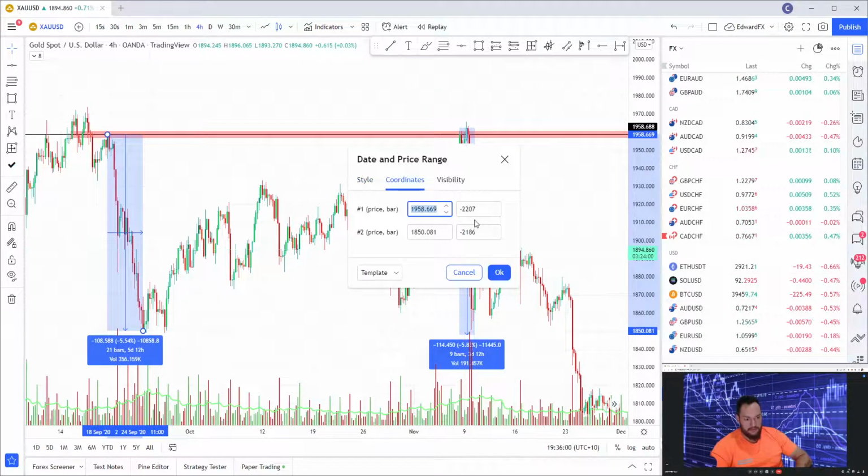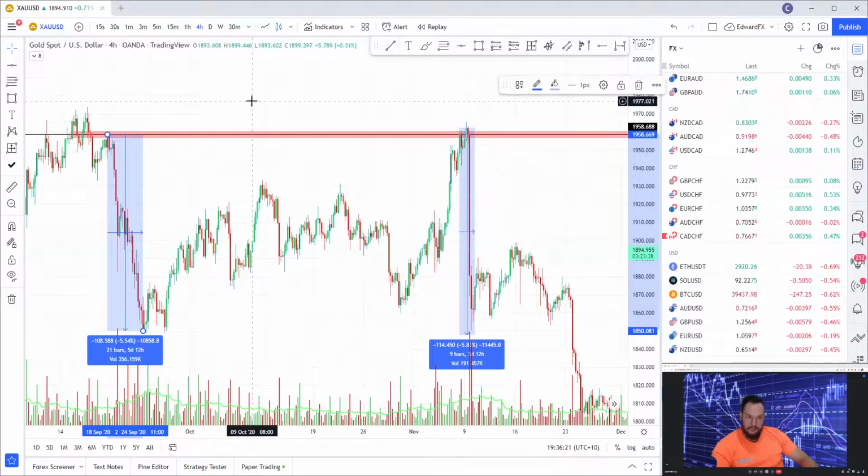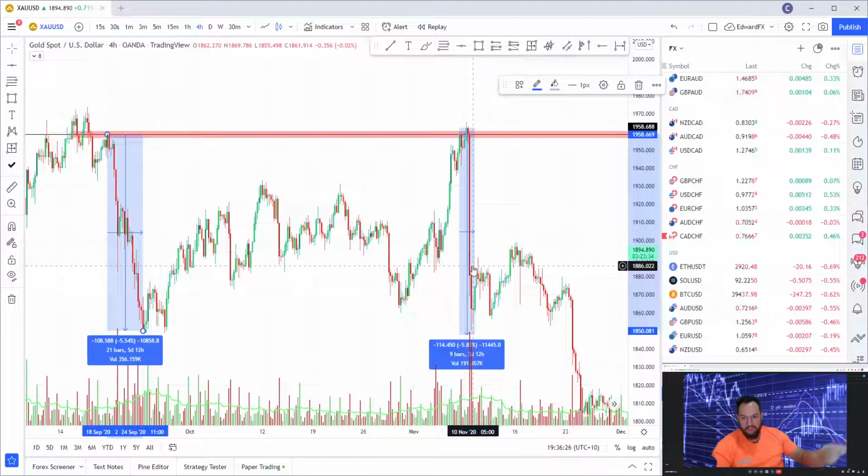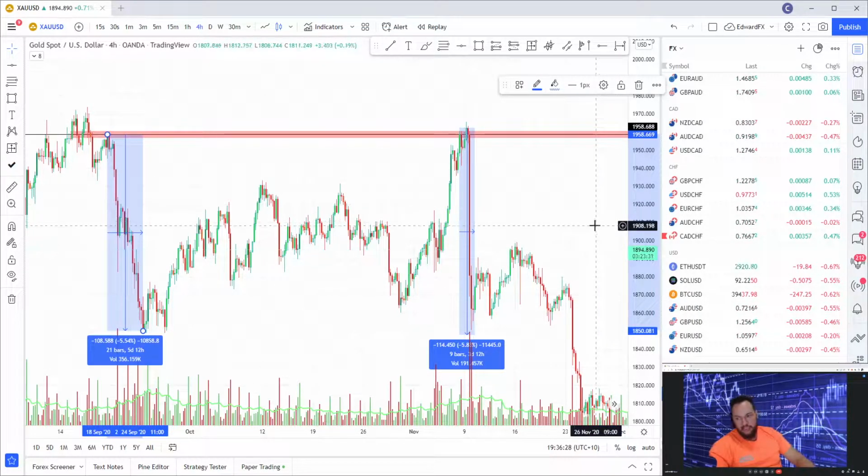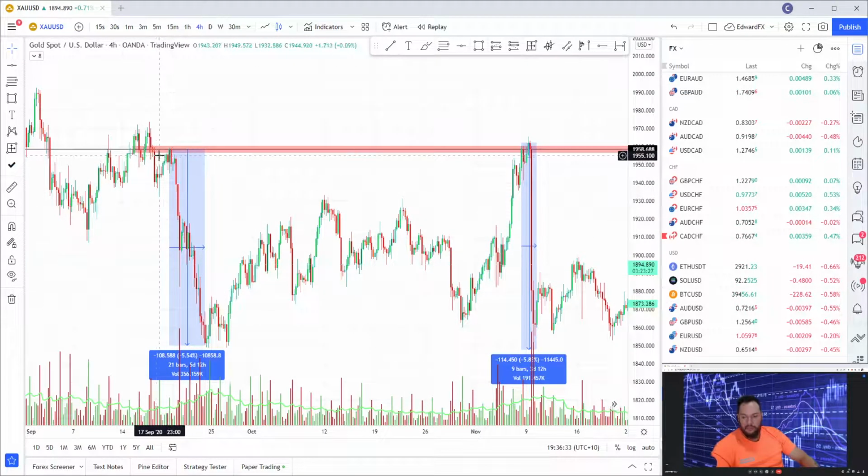Let's have a look what the positions are here. So our coordinates. It's 1958.669 and 1850.081 on a static position size, or static position size is $108,000. So you could take 2 trades a year and you've made $216,000 trading on the higher time frames and trading on resistance, just resistance only on a short with 10 lots on gold.